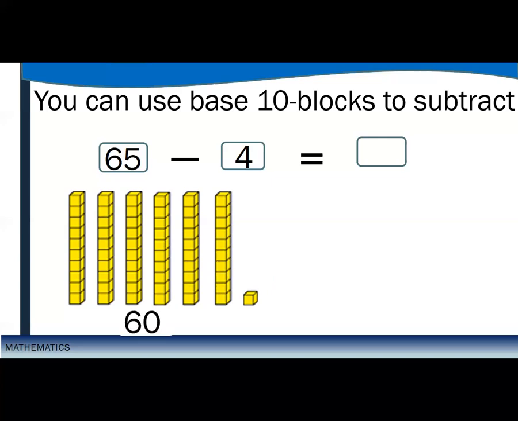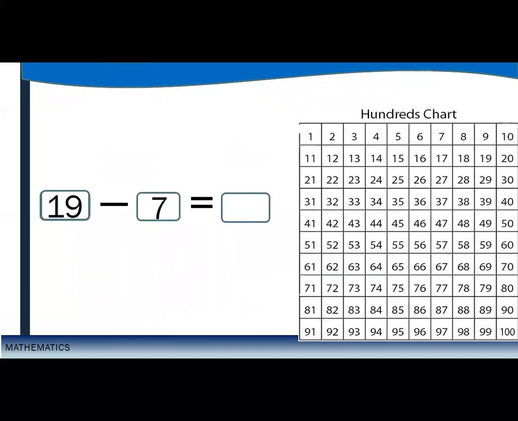And there we have it. 6 longs is equal to 60. And we have 1 unit. So we will add that 1 unit to the 60, and that gives us 61. So 65 subtract 4 equals 61. And we must put in our answer. So there we have it, boys and girls.